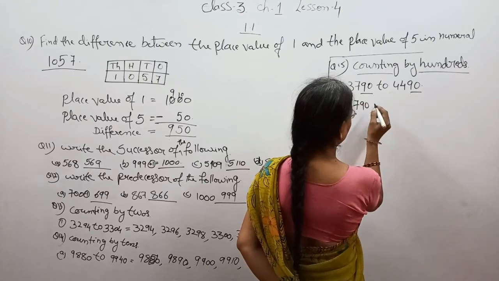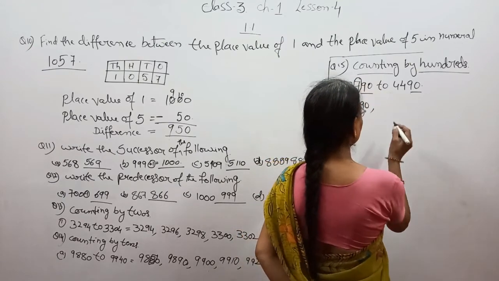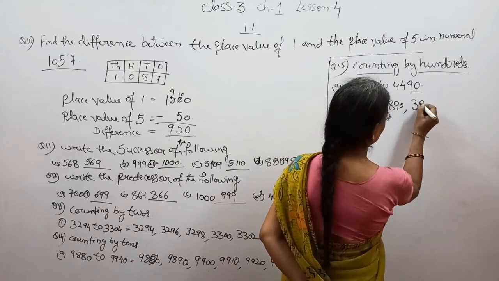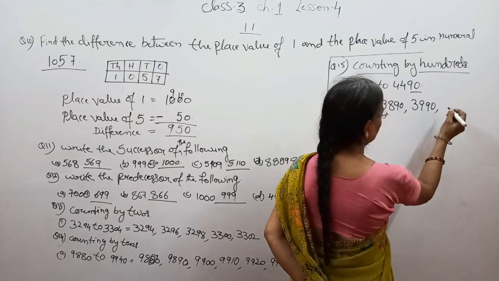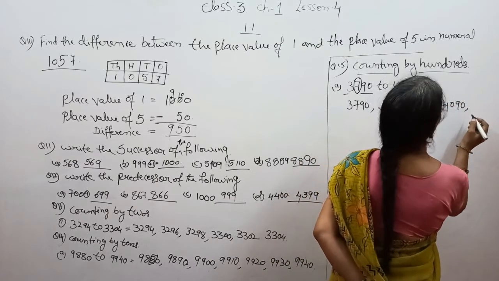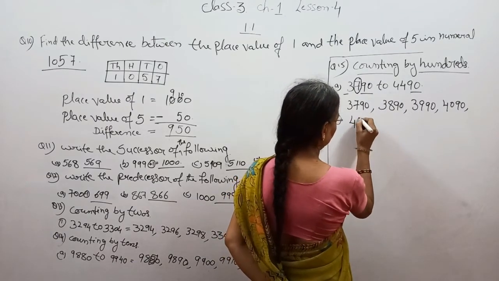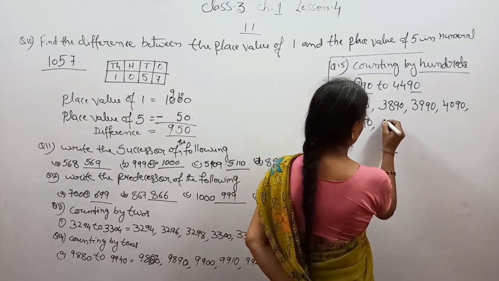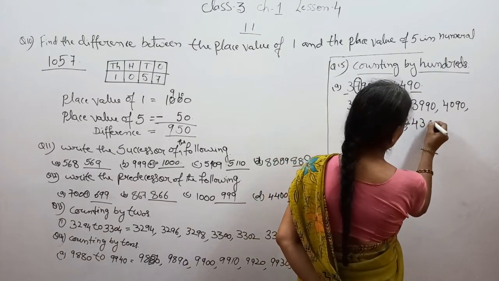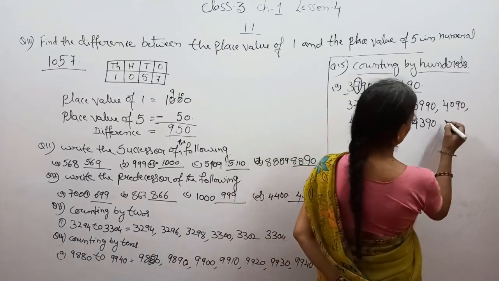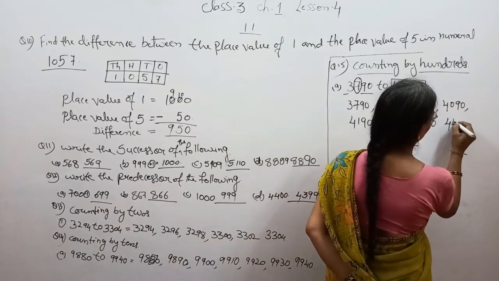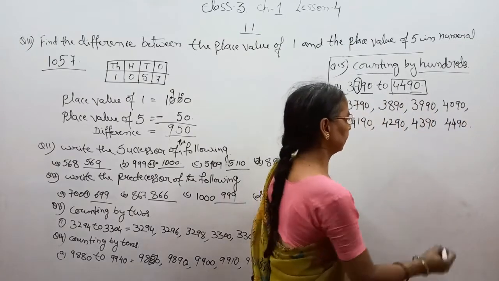It starts from 3790, then we have to change this number, that is 3890, then 3990, then 4090, then 4190, then 4290, then 4390, and lastly it is the given number 4490.